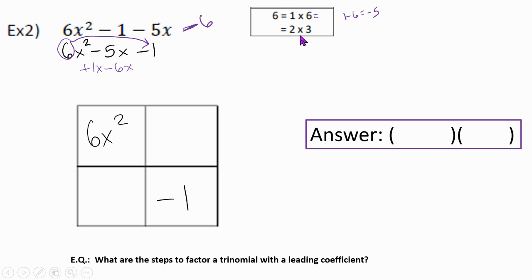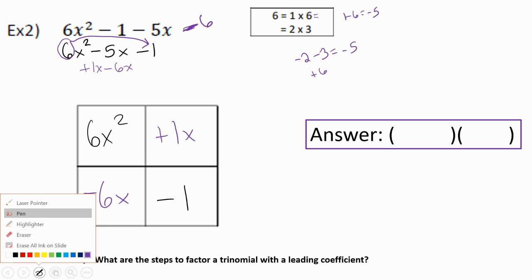You might be tempted to use 2 and 3 because they add to 5. But if you did that, you would need -2 and -3, which is -5. But if you multiply those, that would be a +6, and we want a -6. So hopefully that makes sense. All right, so we're going to put plus 1x minus 6x. Remember, order doesn't matter as long as you put them there.